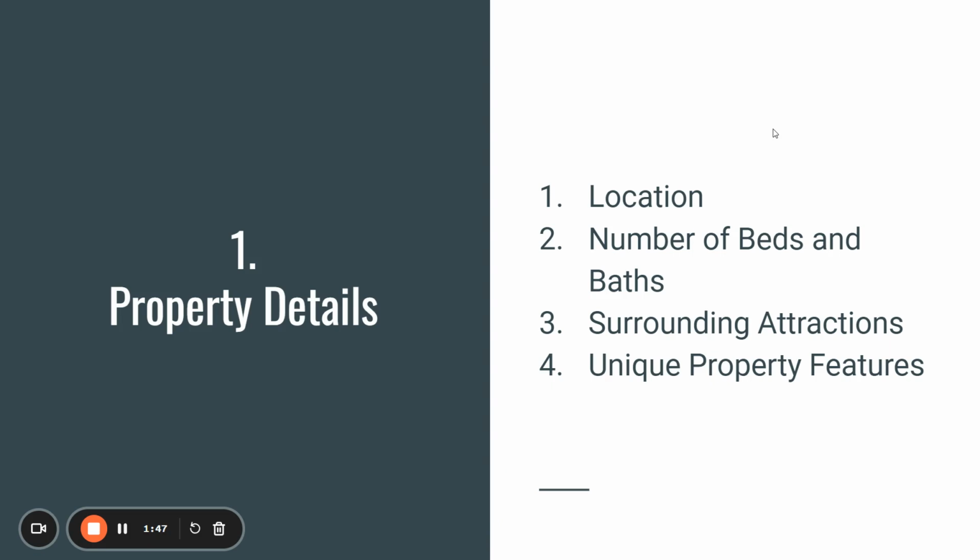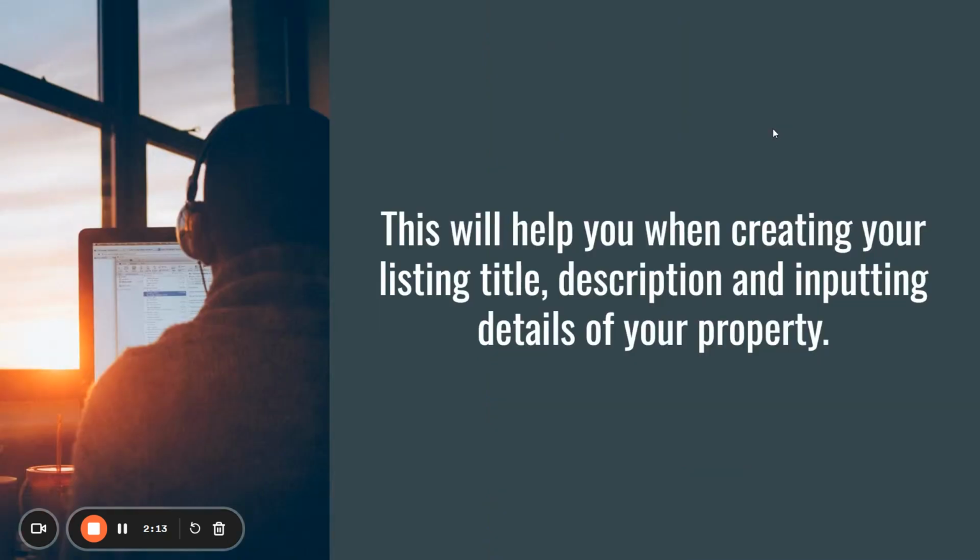And then you also need to know any unique property features. This can be anything from architecture, the property, the layout of the land. Maybe it's scenic. Maybe you get a great view of the sunrise and sunset. So those are kind of unique property details that will basically urge people to book or explain why your property is different and set apart from some of the other properties that they're looking at. So this will help you when creating your listing title, your description, and inputting the details of your property.